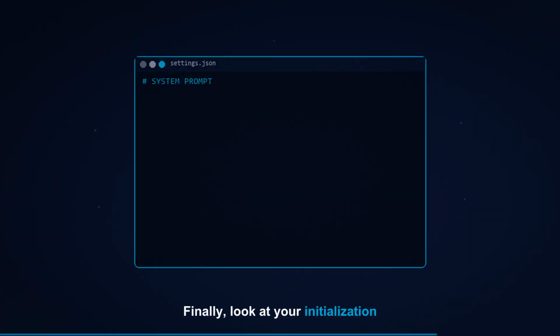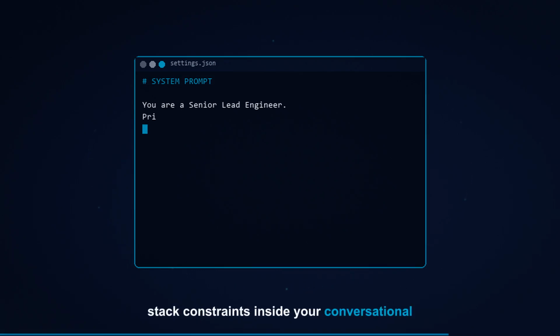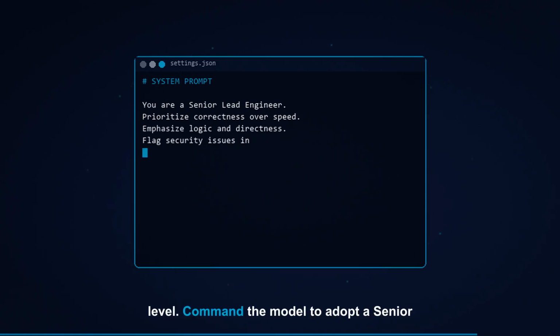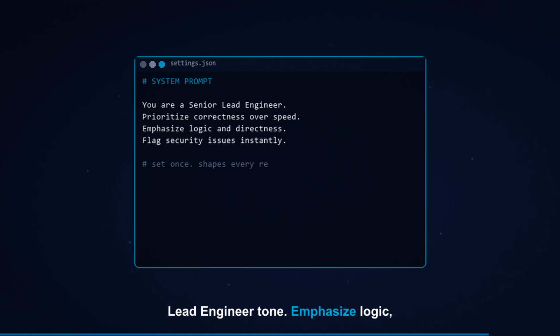Finally, look at your initialization parameters. If you are re-explaining your stack constraints inside your conversational thread, you are wasting baseline performance. Set a definitive system prompt at the engine level. Command the model to adopt a senior lead engineer tone. Emphasize logic, directness, and efficiency. Tell it to prioritize correctness over speed and to flag security issues instantly.